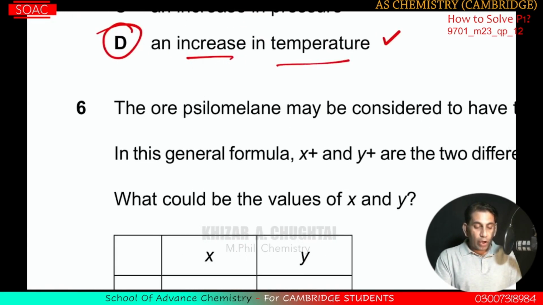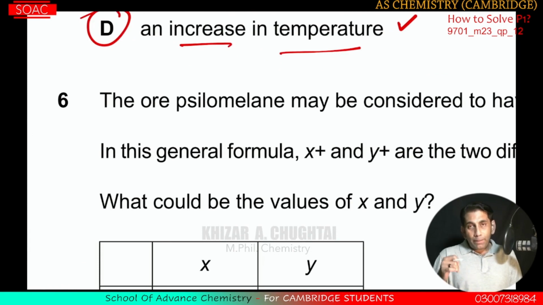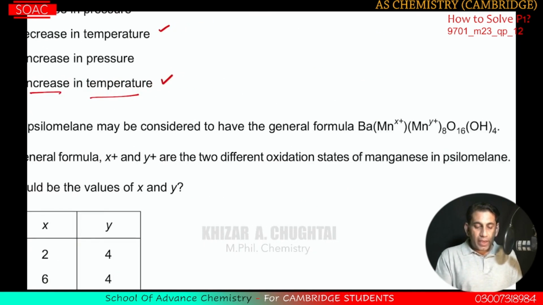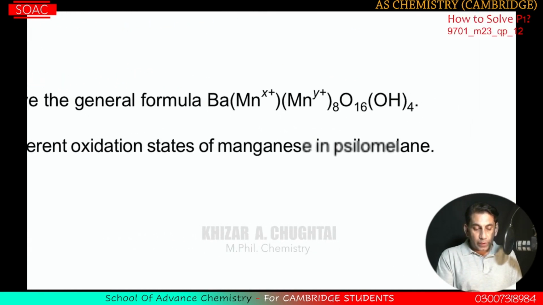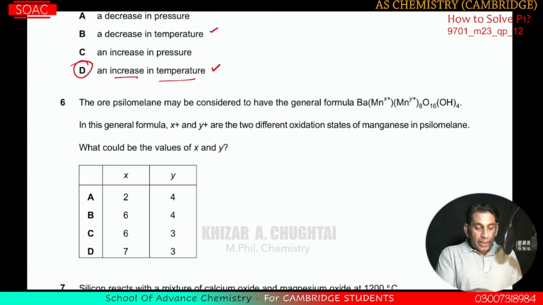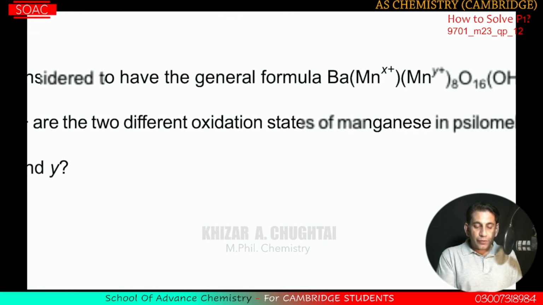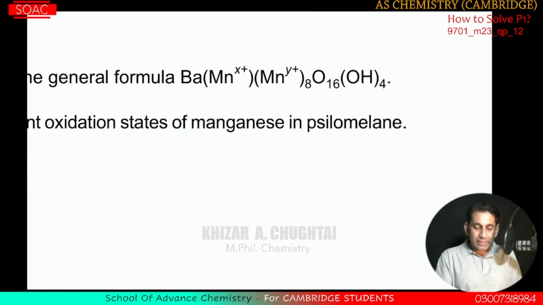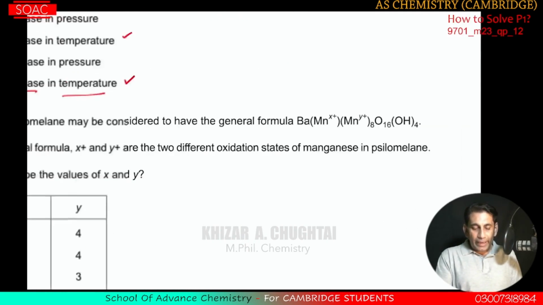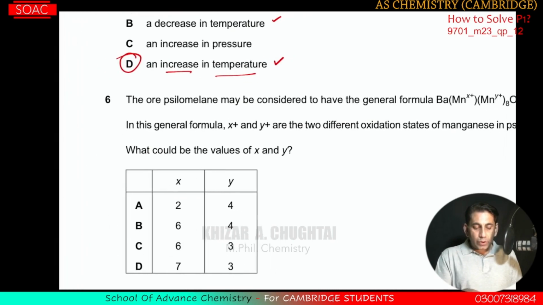Question number 6. The ore psilomelane may be considered to have this general formula. In this general formula, X+ and Y+ are the two different oxidation states of manganese. In this psilomelane, what could be the values of X and Y?